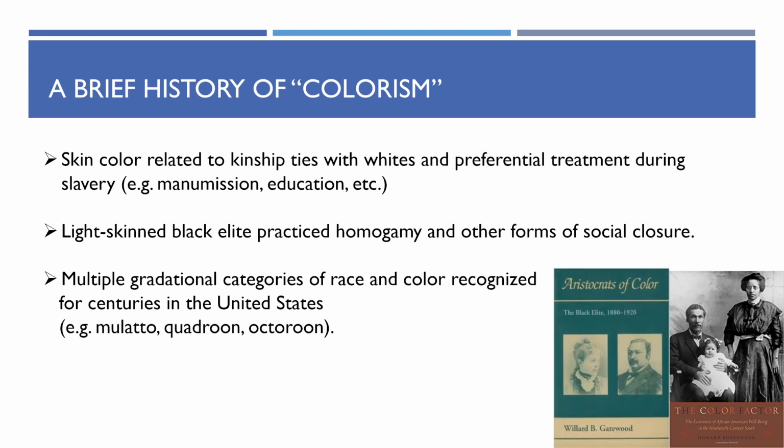Up until that point, different parts of the United States had multiple racial categories. In particular, Louisiana and South Carolina recognized these different racial categories. Sometimes people refer to this as a tri-racial system with black, brown, and white, these gradational categories. These were fully recognized well into the 20th century.